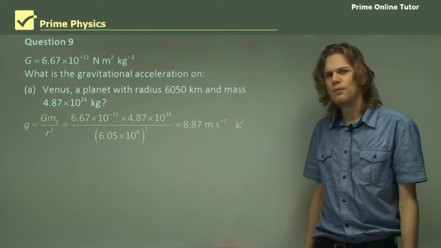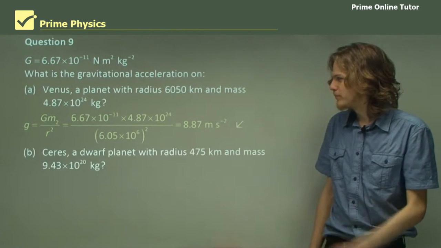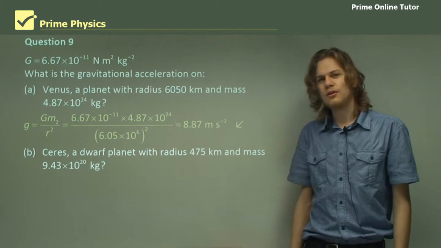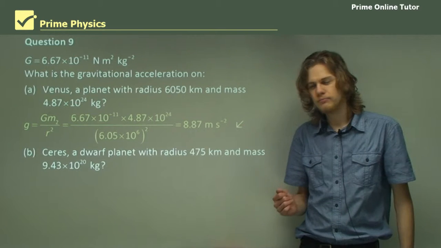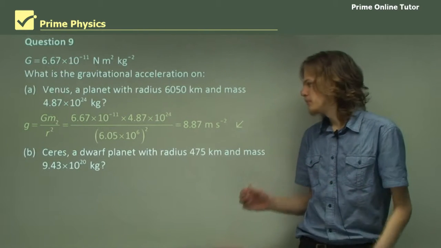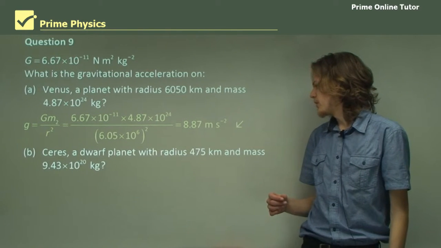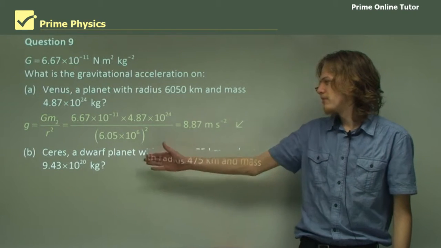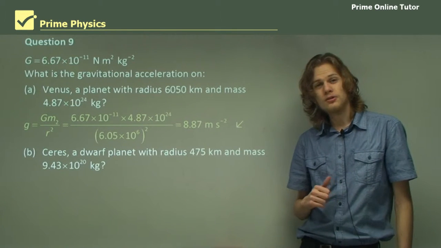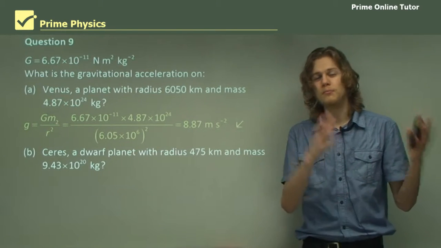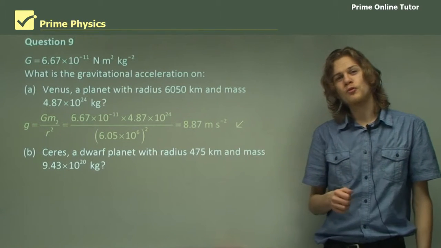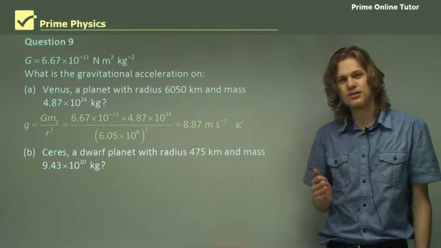Alright, let's get a bit further out now. What is the gravitational acceleration on Ceres? This is a dwarf planet, used to be classified as an asteroid, with a radius of 475 kilometers and a mass of this. So Ceres is in fact the largest object in the asteroid belt between Mars and Jupiter, and is responsible for about a third of the entire mass of the asteroid belt.